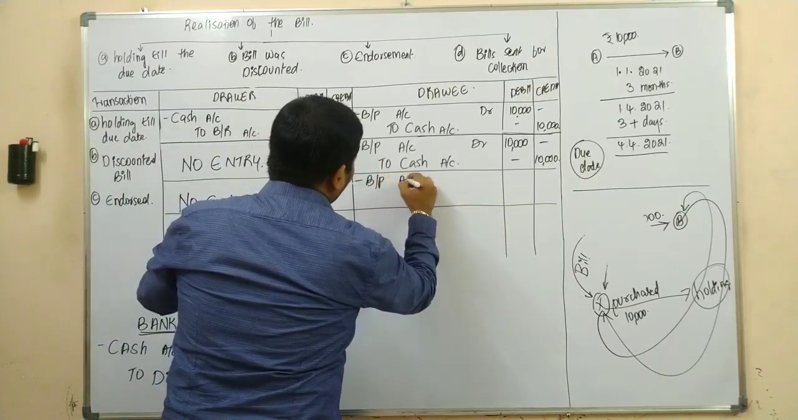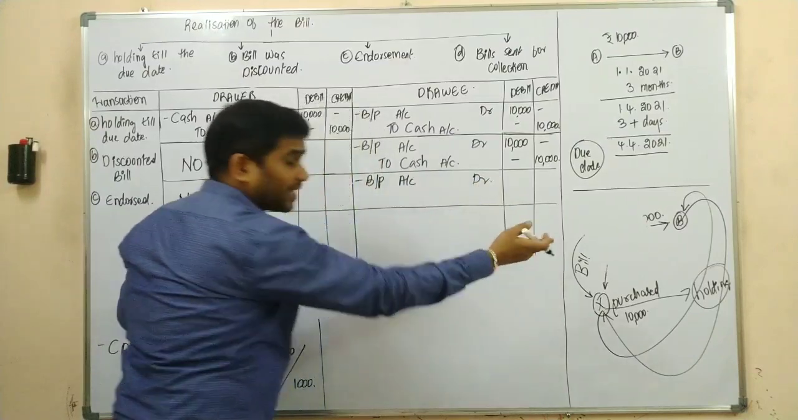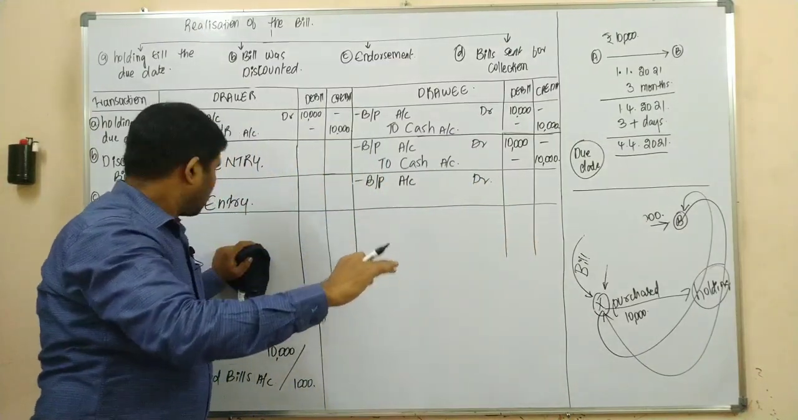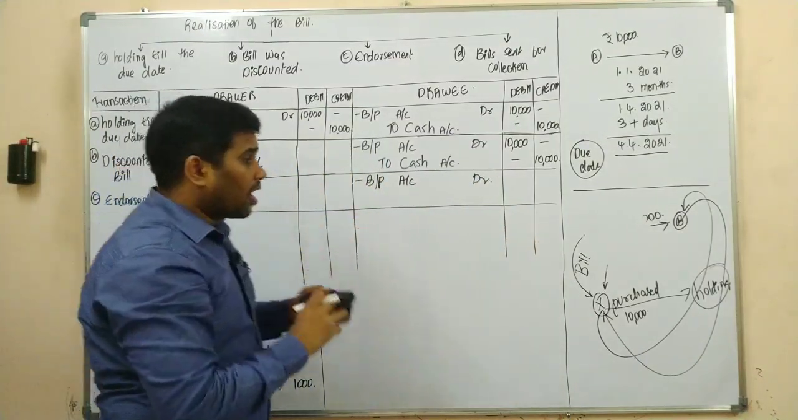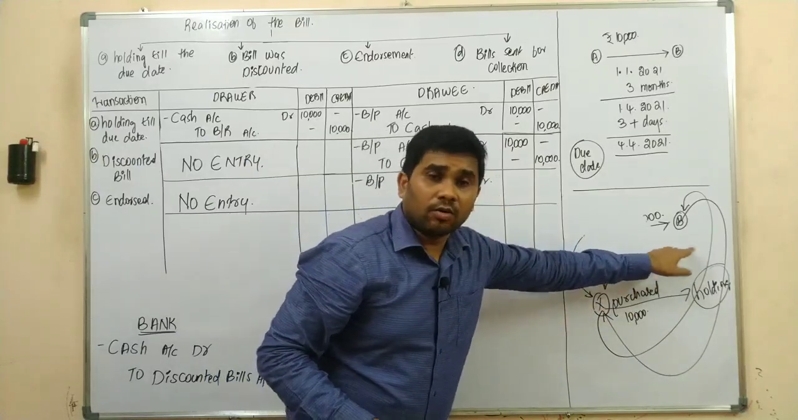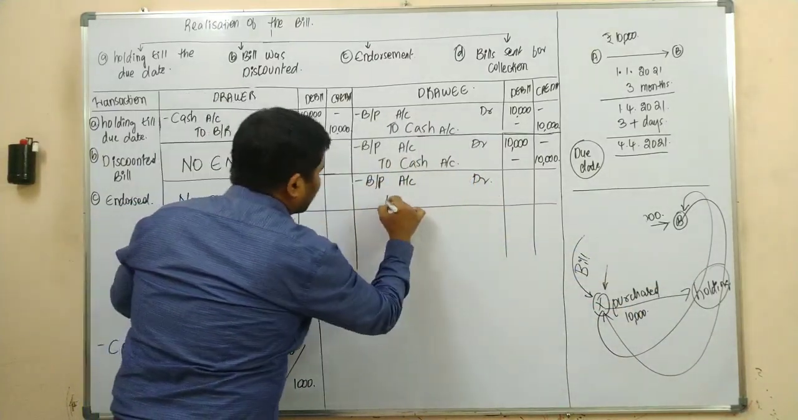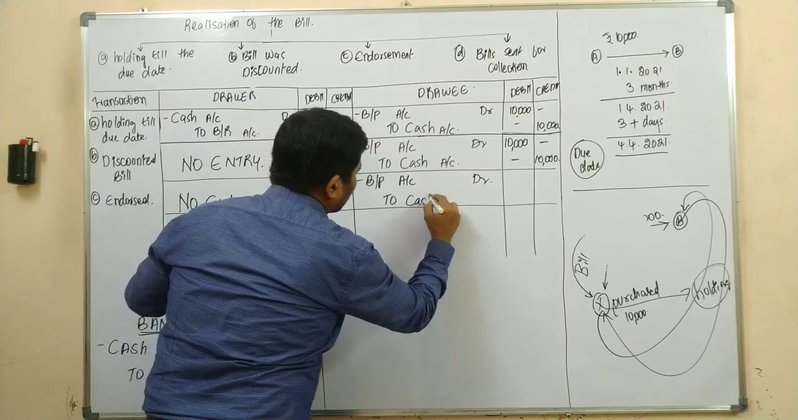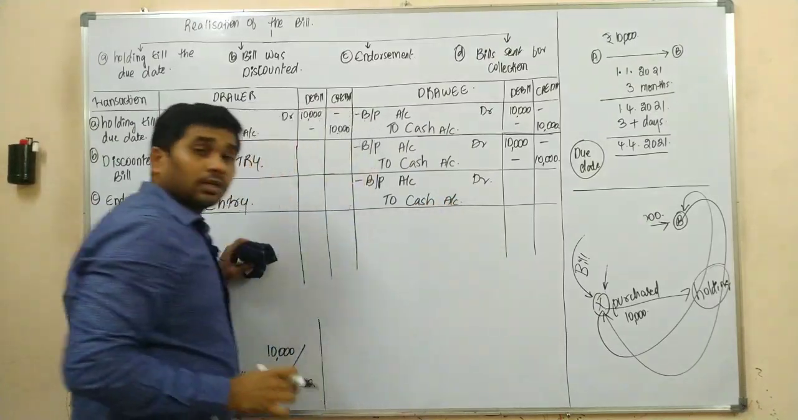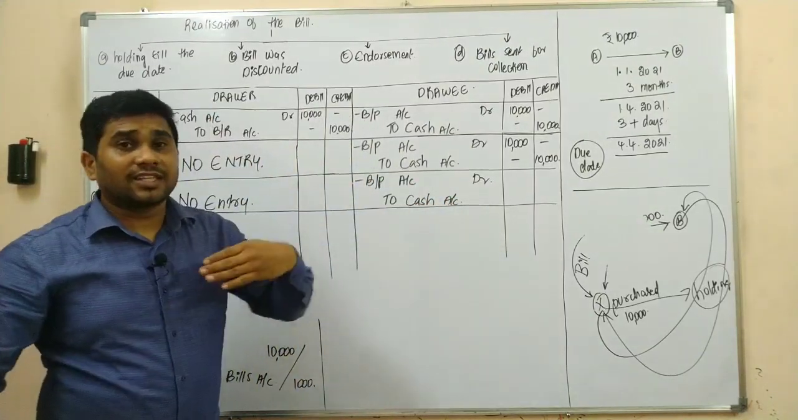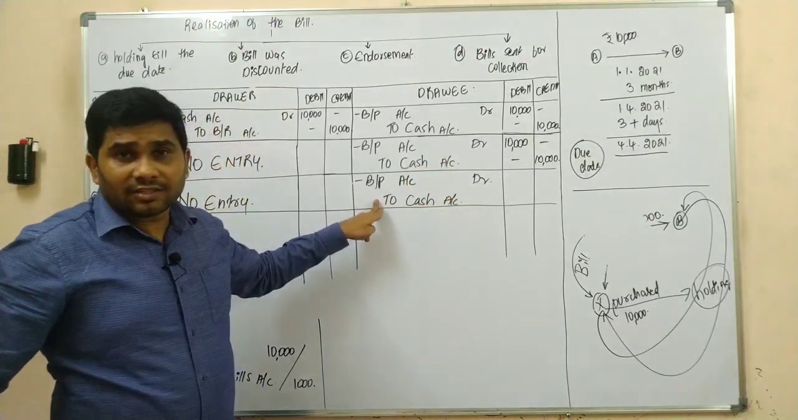Bills payable account debit, because he is paying the amount upon presenting the bill. Yes or no? Now, so bills payable account debit to cash account. He is paying the cash. As cash is going out, we are crediting the cash.